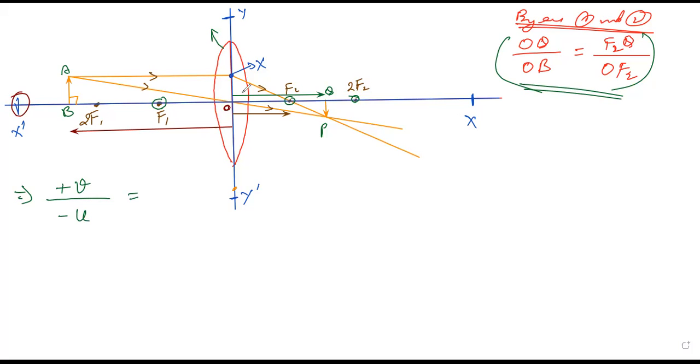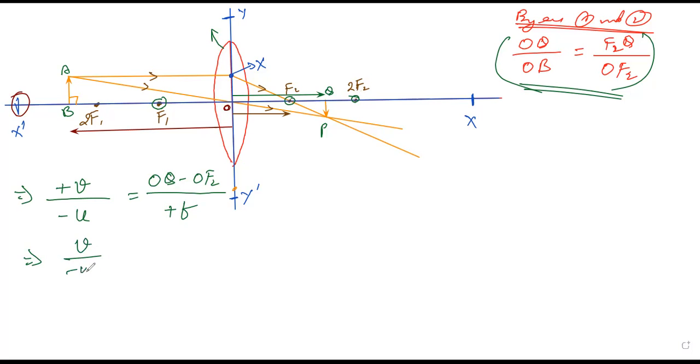If you see this F2Q, no sign convention value had been placed over there, but we can get a value. What value can we get for this one? We can write OQ minus OF2. So instead of writing F2Q, we can write this, as you can see with the lines. Now OF2 we know, that is plus F.